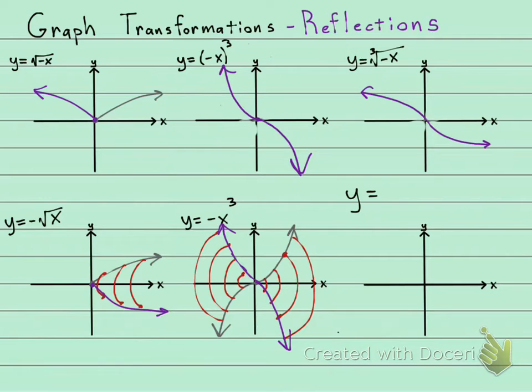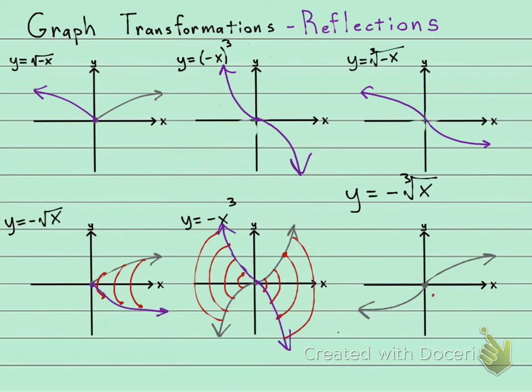Y equals negative cubed root of x. So we're going to start with our basic shape, the cubed root of x. Okay, you want to try it? You can pause the video. You could try it yourself. Here is the cubed root of x. And now the minus is not in here with the x. Okay, so we're not flipping over the x values, we're flipping over the y values.